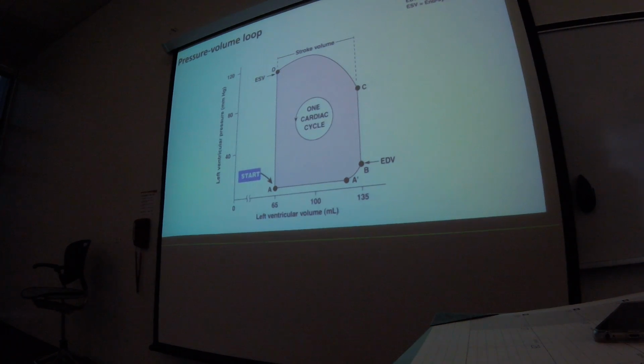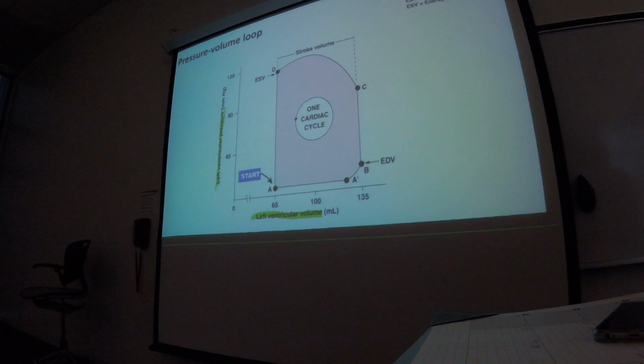And so people have made this fancy graph called the pressure volume loop. Here on the bottom axis we have the left ventricle volume in milliliters. So we're just looking at the left ventricle. We're not looking at any other volume of any other chamber, just the left ventricle. And then we have the pressure of the left ventricle as well. This is millimeters of mercury.